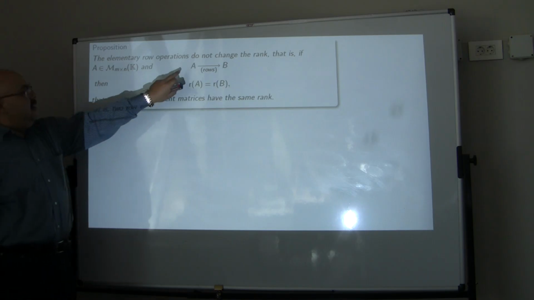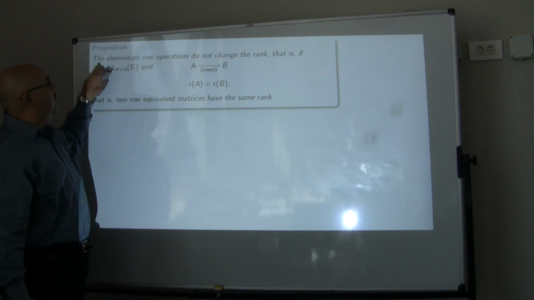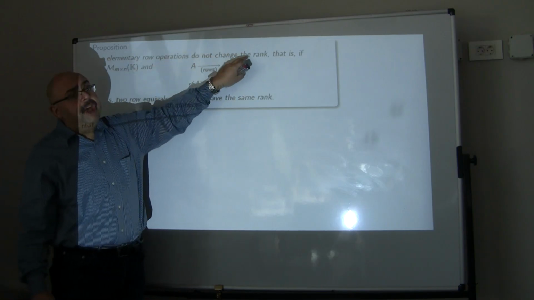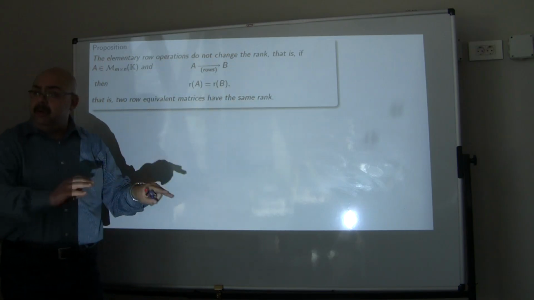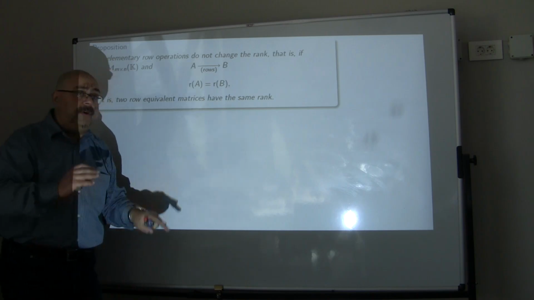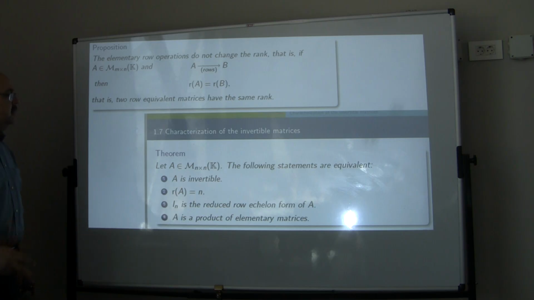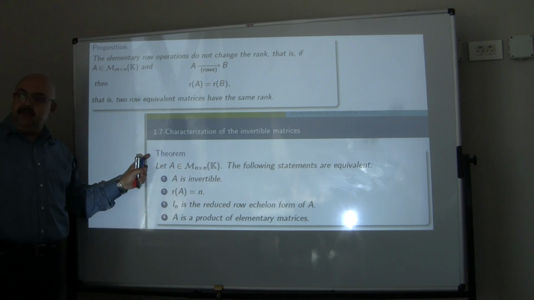Okay, if I have an A, he's stating that the elementary row operations don't change the rank. So if you multiply a row by a number, if you add another row, if you repeat the rows, the rank is not going to be changed. Which is almost the same as we said before. That theorem is very, very important.